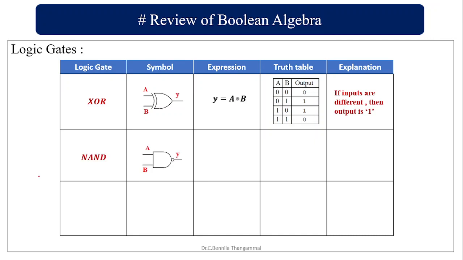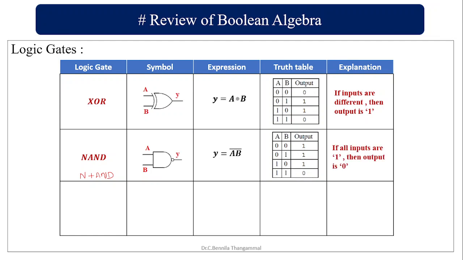Next is your NAND gate. So NAND is nothing but N plus AND. So the combination of your NOT gate and AND gate is nothing but your NAND gate. So this NOT gate is given by this bubble, and then this AND gate. So I can give that in the expression as Y is equal to AB whole bar, and then I can write the truth table. 0 0, 0 bar is 1. If both my inputs are 1, output is 0. For all other inputs, the output is 1.